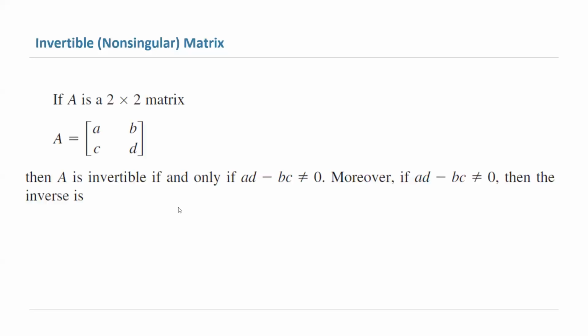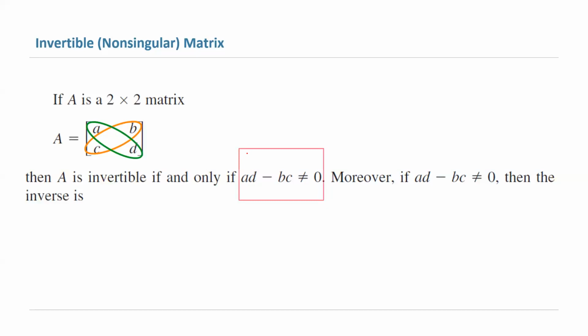In an interesting case, you're interested in finding the inverse of a 2 by 2 matrix. Suppose you have a matrix with 2 rows and 2 columns: A, B, C, D. It is invertible, meaning it has an inverse, if and only if AD minus BC is non-zero. So you take the elements on the main diagonal, multiply them together, and then subtract the product BC.